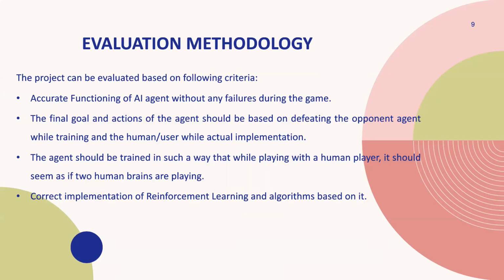The project can be evaluated based on these criteria, the most important of which is the accurate functioning of the AI agent without any failures during the game. The final goal and actions of the agent should be based on defeating the opponent agent while training, and the human or the user during actual implementation. The agent should be trained in such a way that while playing with a human player, it seems as if two human brains are playing, and also the correct implementation of reinforcement learning and the algorithms based on it.